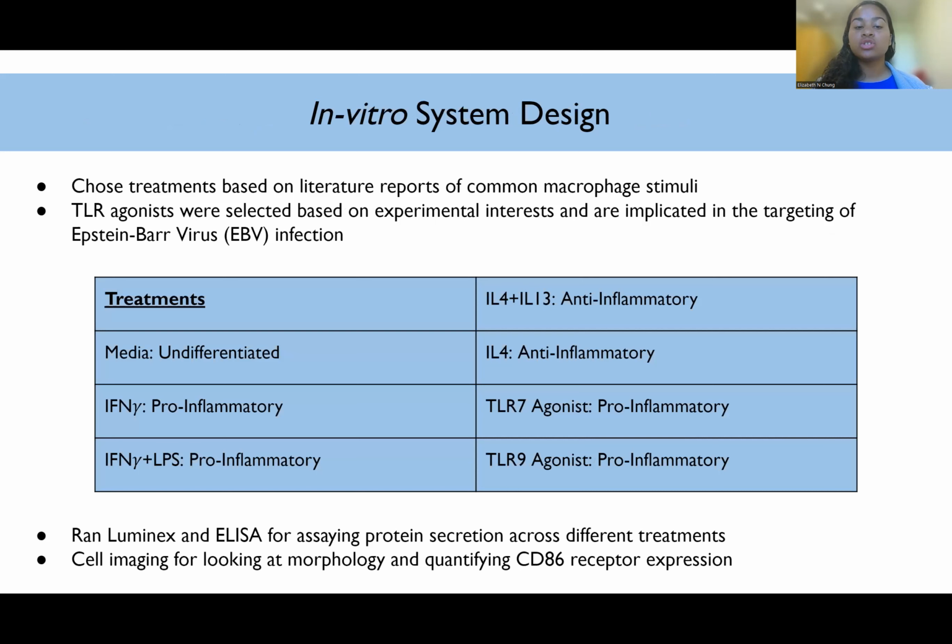So we chose our treatments based on literature reports of common macrophage stimuli and our TLR agonist based on experimental interests. And these are implicated in the targeting of Epstein-Barr virus. We were able to run Luminex and ELISA for assaying protein secretion across different treatments. And we also did cell imaging for looking at morphology and quantifying CD86 receptor expression.